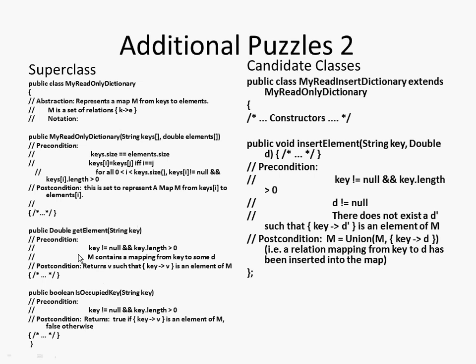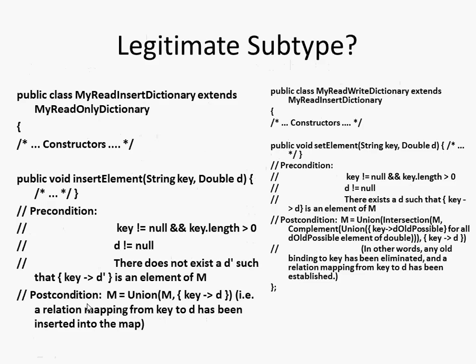Okay, here's a slightly subtle one. How about read insert dictionary? Suppose that's a supertype. And then we have a read write dictionary that can actually update elements. So here we can only insert elements. Here we can actually update. So we can insert new strings that weren't there before with some value. Here we can actually update the values associated with strings that are there before. Is that a legitimate subtype?